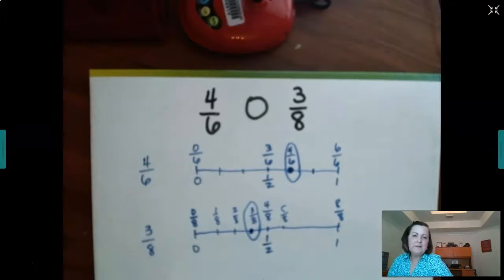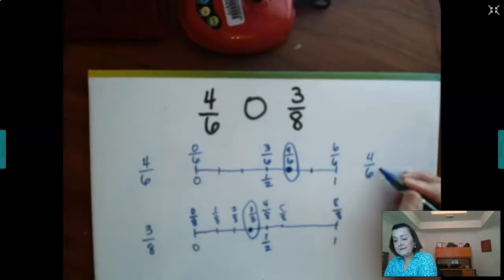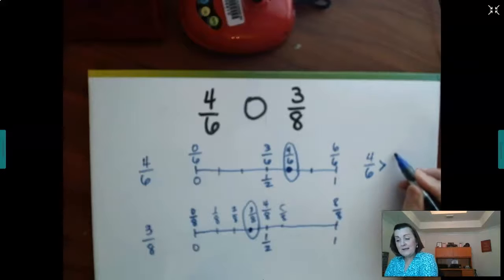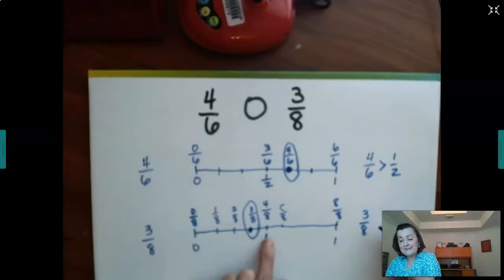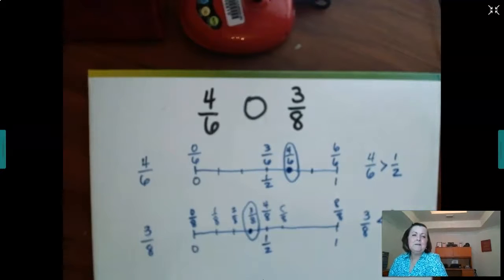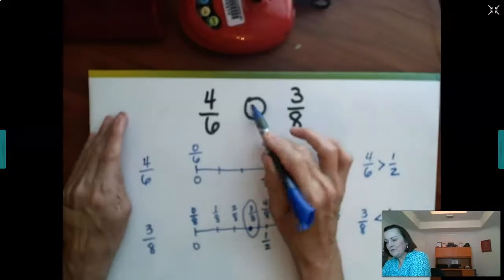Now let's compare each of these fractions to a half. We see that 4/6 is greater than 1/2. And we can say that 3/8 is less than 1/2. So let me ask you this question. Which one's greater, 4/6 or 3/8? Okay, you're right. If you said 4/6 is greater than 3/8.